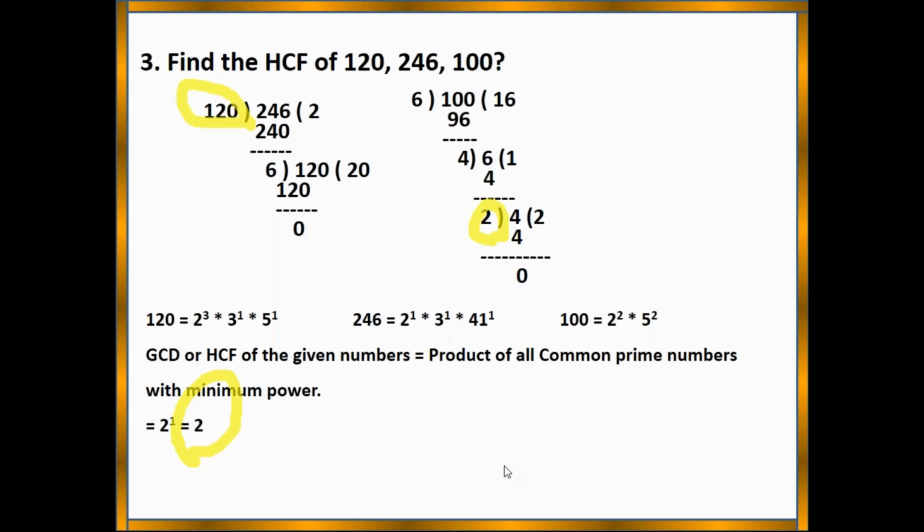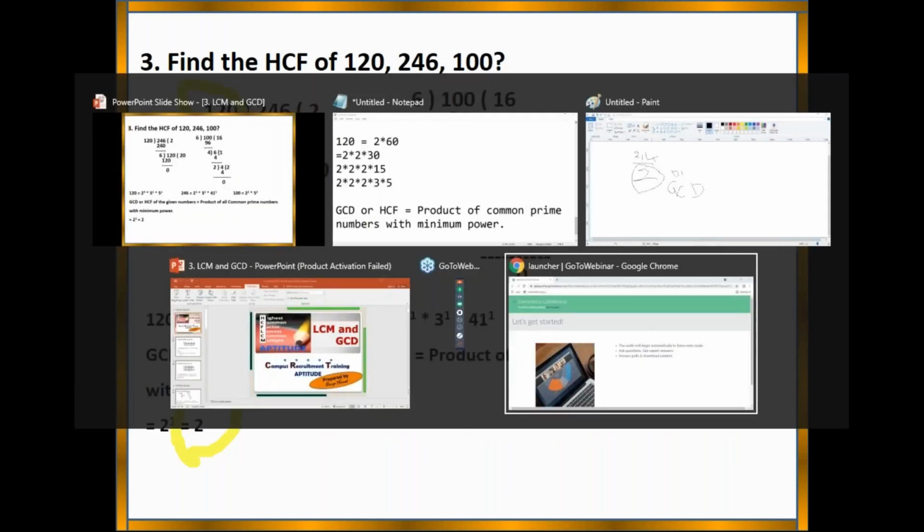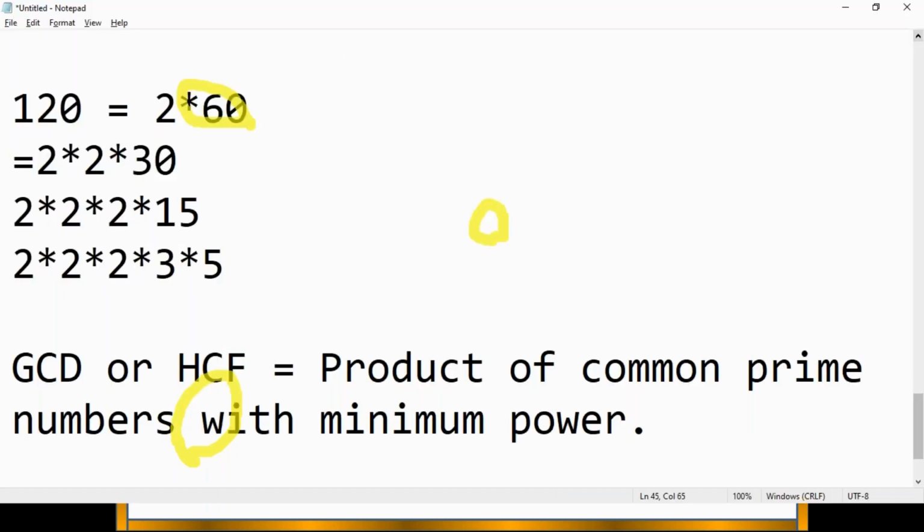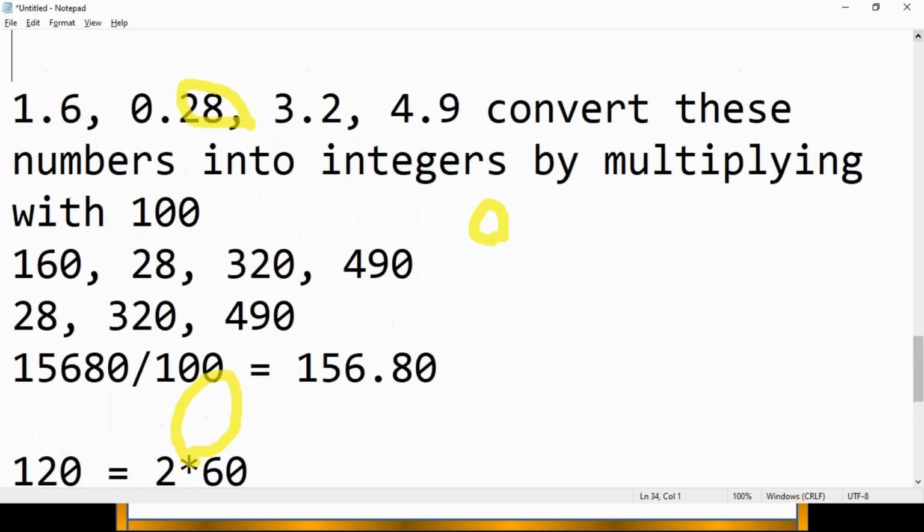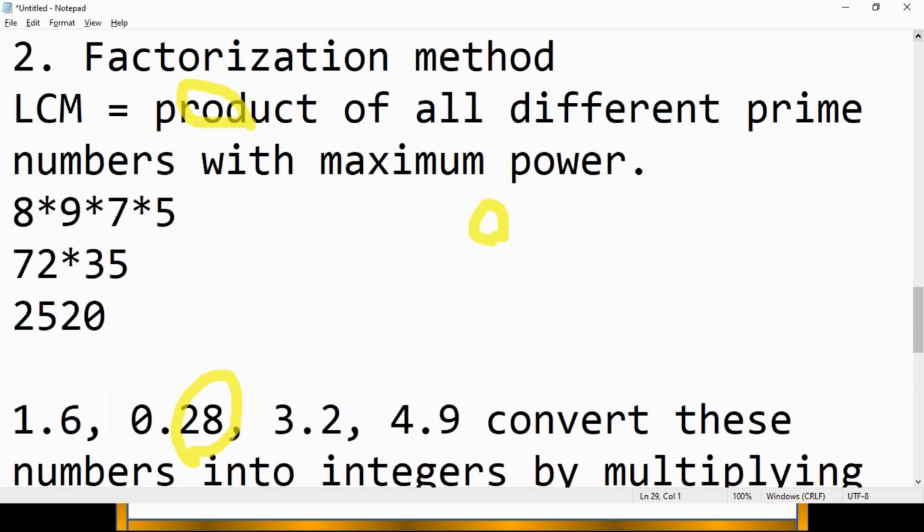Please get the difference between both. GCD means the product of common prime numbers with minimum power. LCM means the product of all different prime numbers with maximum power.